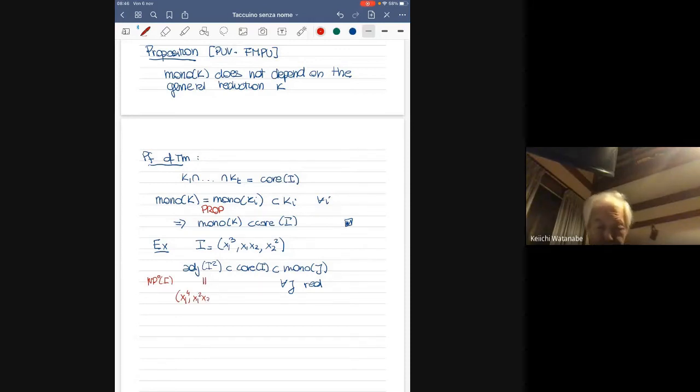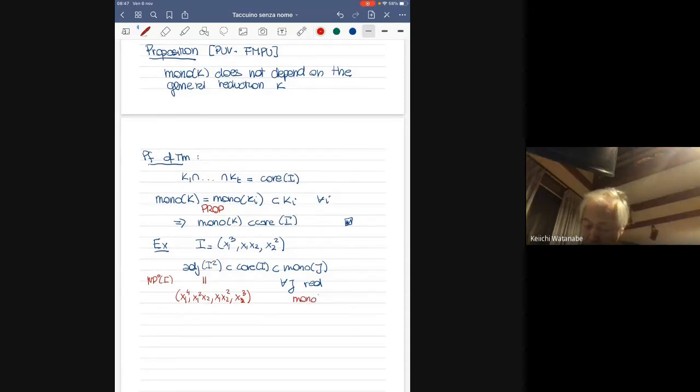x1 squared x2, x1 x2 squared, and x2 to the third. Just as with the formula I gave you before. And then you can choose a J and compute the adjoint of J. And the J that we choose to compute is generated by x1 cubed minus 3 x1 x2, x1 squared plus x1 x2, and x2 to the fourth. This is a reduction. You see, it is a combination of the generators of I, and then we throw in something to the power d. F to the d is our x2 to the fourth.